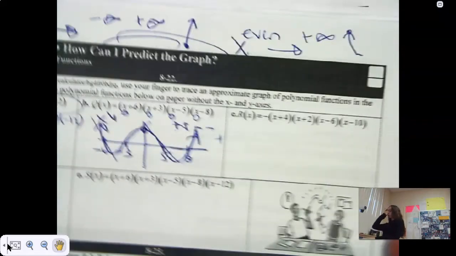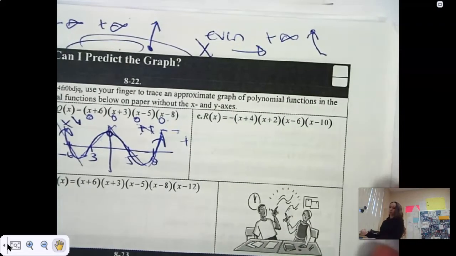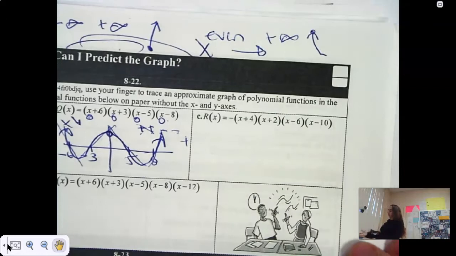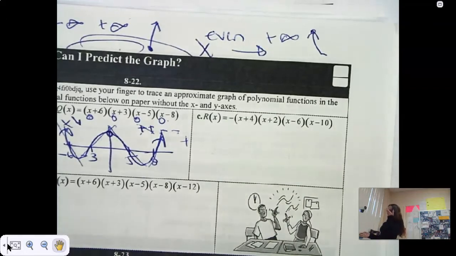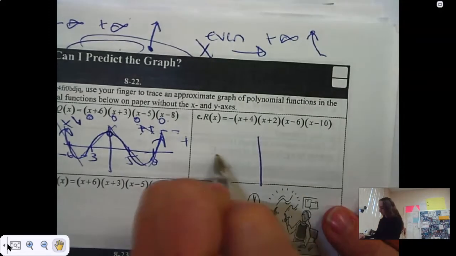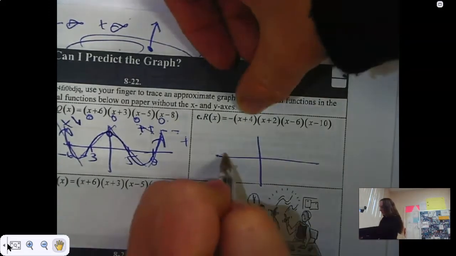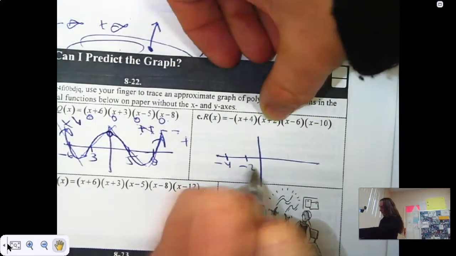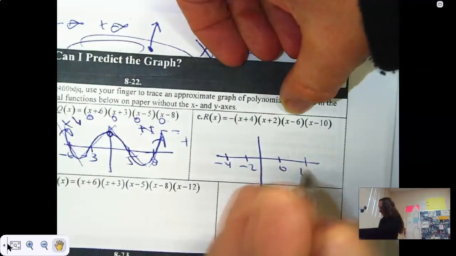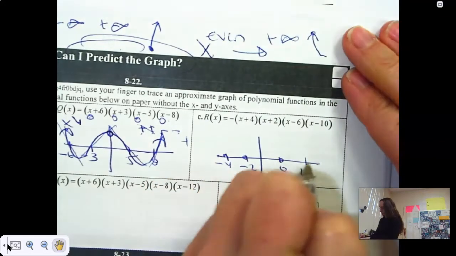I challenge you to try some of these on your own. And some of you go, well, you're doing them for us. Okay, well, you can pause it. In addition, you could just make up a problem and then put it in decimals after and see if it matches. Okay? So -4, -2, 6, 10, 1, 2, 3, 4.